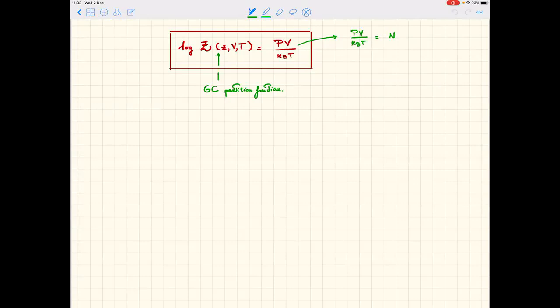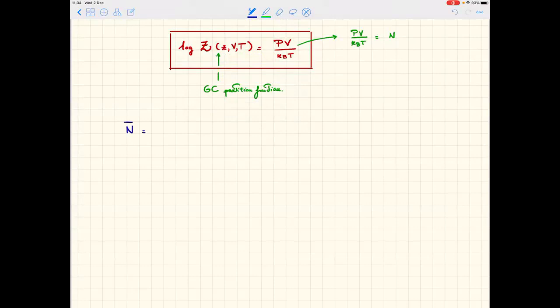Okay? So by the way, you see that the fact that PV over KBT is equal to log of the grand partition function, which is equal to n, means that at the end of the day, we obtain the grand canonical partition function as a function of z, but we need something that is a function of the number of particles to write an equation of state. So how do you write the number of particles in the grand canonical formalism?